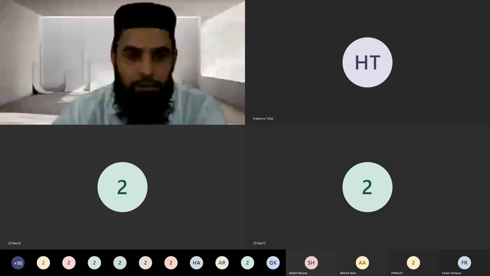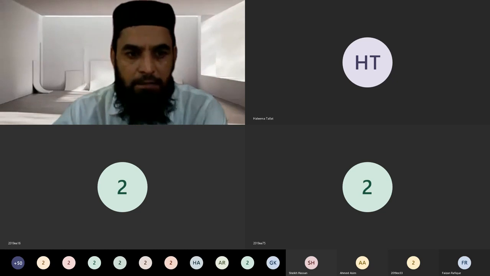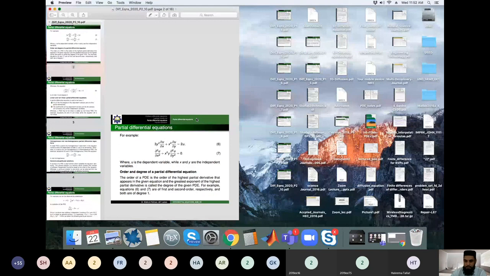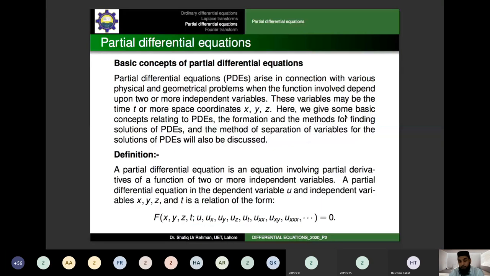Today we are going to talk about a new topic. If you remember, in the last lecture we ended up talking about Laplace transformation. Now we are going to talk about partial differential equations. Initially, we started off talking about ordinary differential equations. Now we have to move on to partial differential equations.